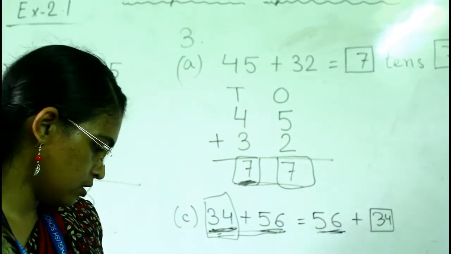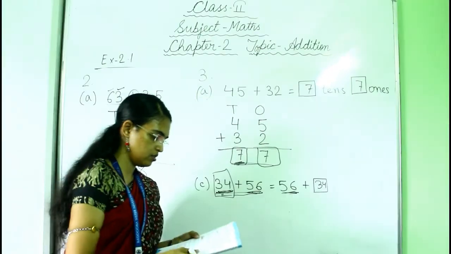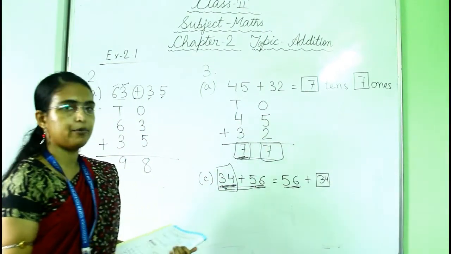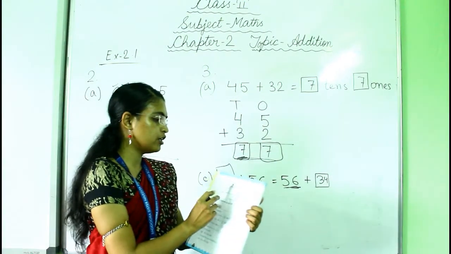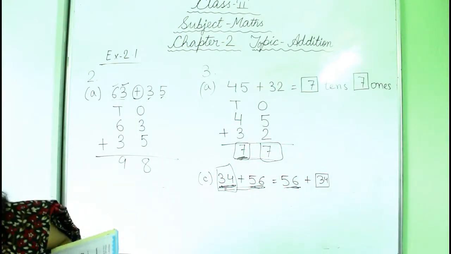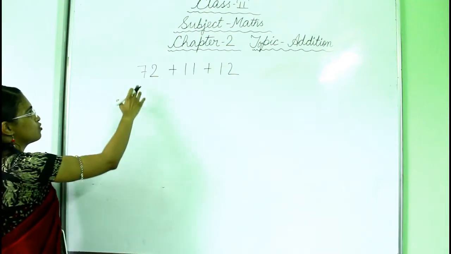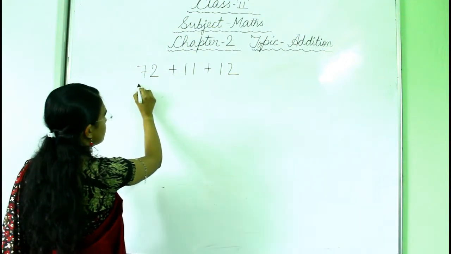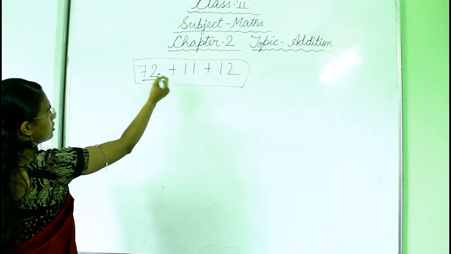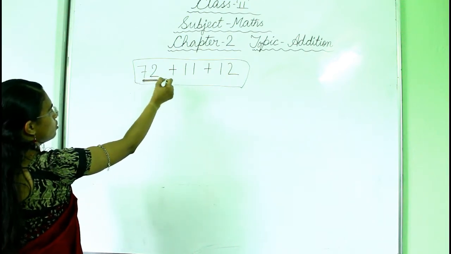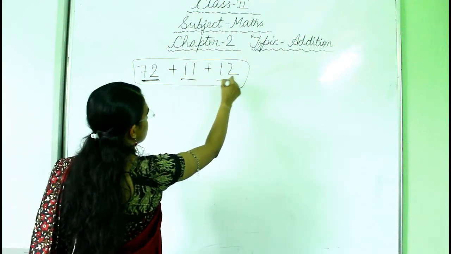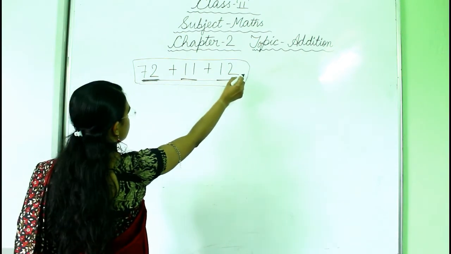Now turn the page, come to the next page. Now we will do another type of sums, that is addition of 3 numbers. If you have 3 numbers, then what will you do? Can you see how many addends are there? This is the number 72. We have to add 72 with 11, then with 12. So we have 3 numbers, right?